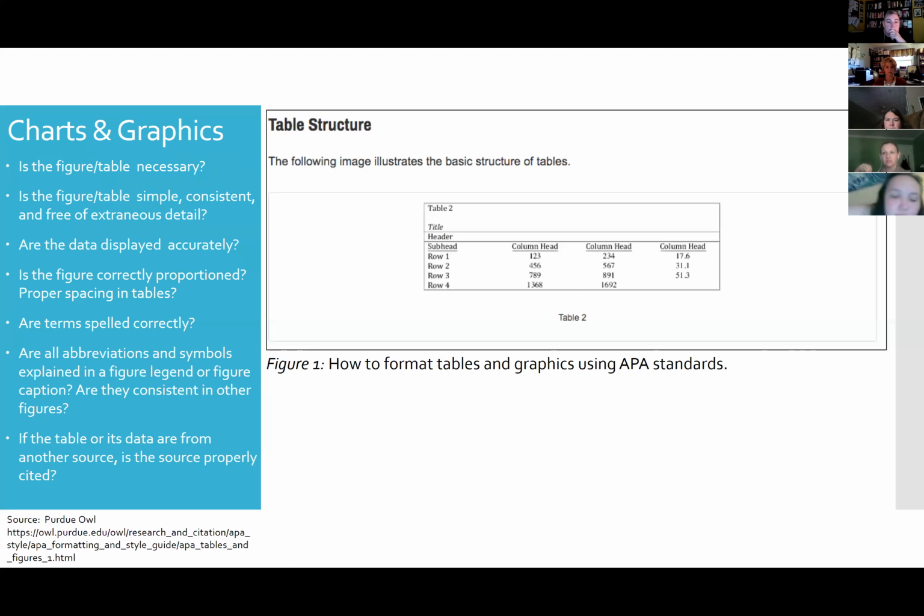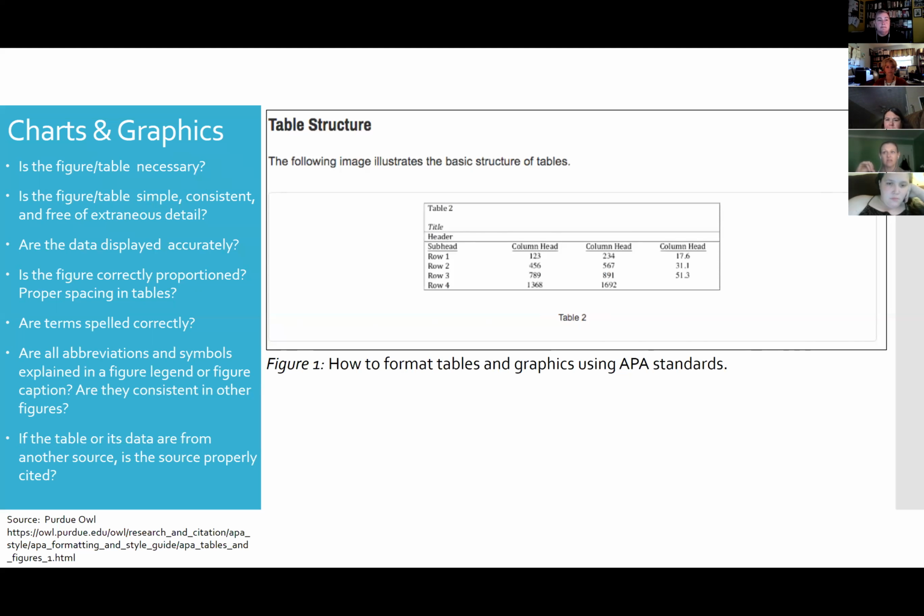So figures and tables look slightly different. We have Table 2, and then the title is italicized. With figures, Figure 1 is italicized, and the name of the figure is not italicized. Also, with figures, the title is at the bottom, and on tables, the title is at the top. And also, with any type of table or figure, if it's not your data, if you're bringing in something from an outside source, you definitely want to cite it. And again, APA is the best rule of thumb for that.